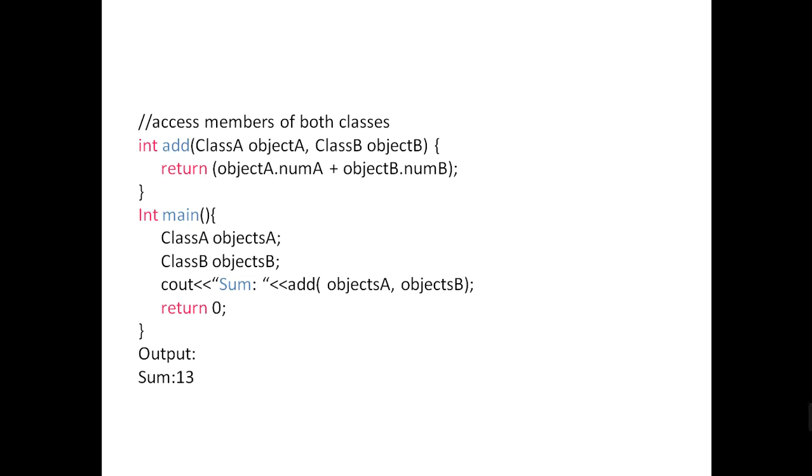Then the main function defines class A. There are two objects, one of class A and one of class B. Class A's object is object A, and class B's object is object B. These two objects' values are accessed with the member dot operator: object A dot number A, object B dot number B. For adding these two values, 12 plus 1 is 13. The 13 will be stored in sum. Okay, so the output is 13.